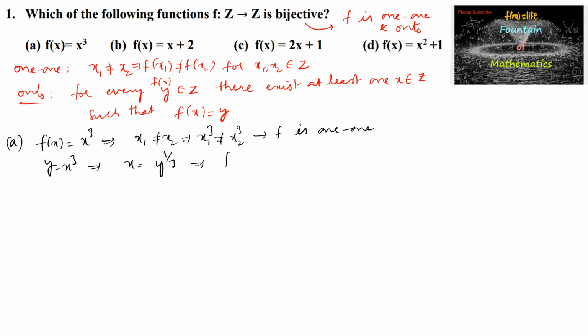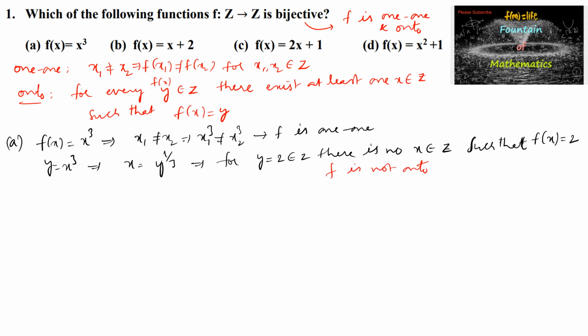So we can write x is equal to y to the power 1 by 3. Clearly we can say that for y is equal to 2 belongs to Z, there is no x belongs to Z such that f of x is equal to 2, because cube root of 2 is not an integer. So f is not onto, sorry. So function f is 1 to 1 but not onto. So the first one is not an option.